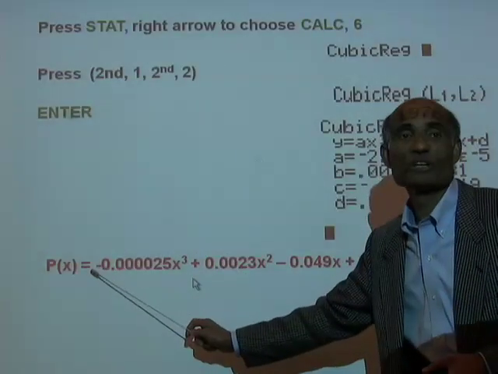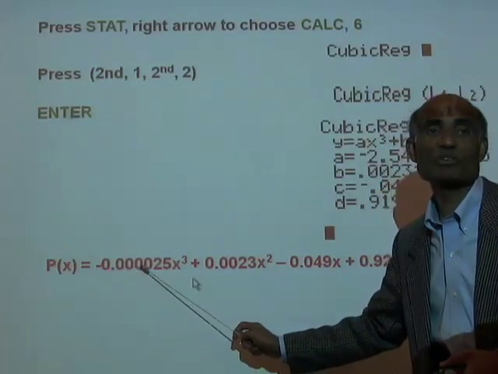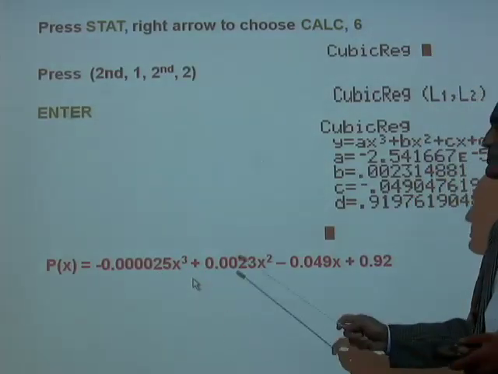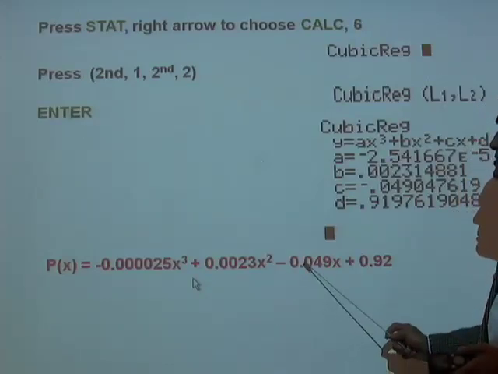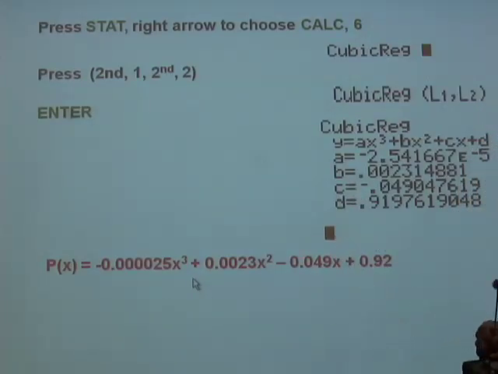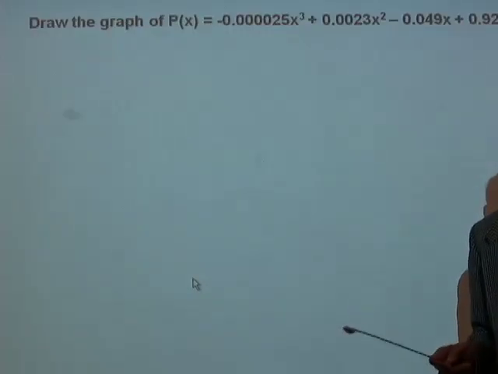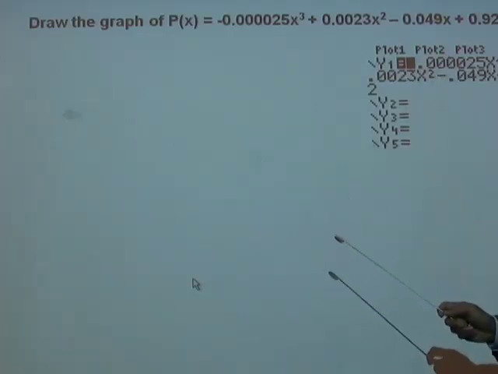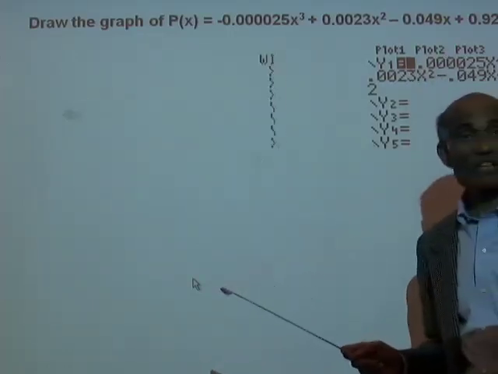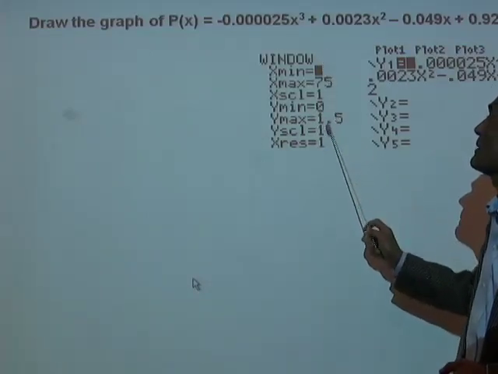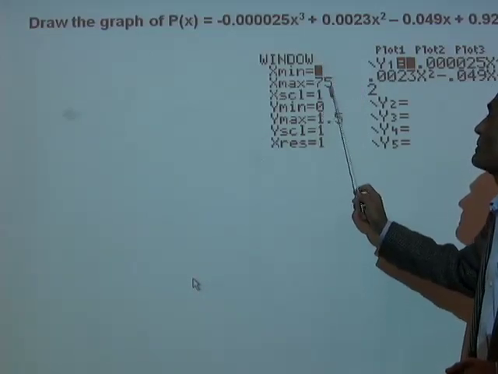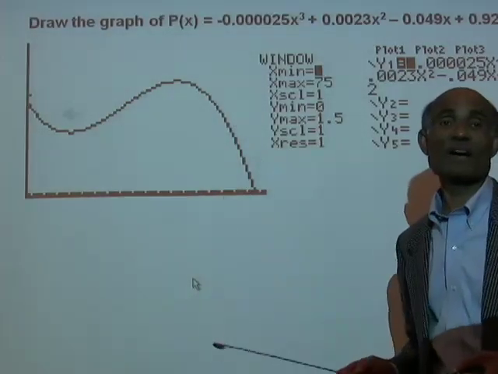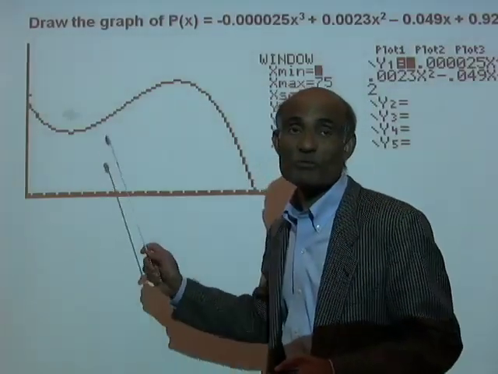P of x equal to negative 0.00025 x cubed plus 0.0023 x squared minus 0.049x plus 0.92. And can you graph this on your calculator? Put this on the graph window, y1 equal to that polynomial function, and set the correct window. Well, I have given it to you here. X minimum 0, x maximum 75, y minimum 0, y maximum 1, and there you have the cubic polynomial.